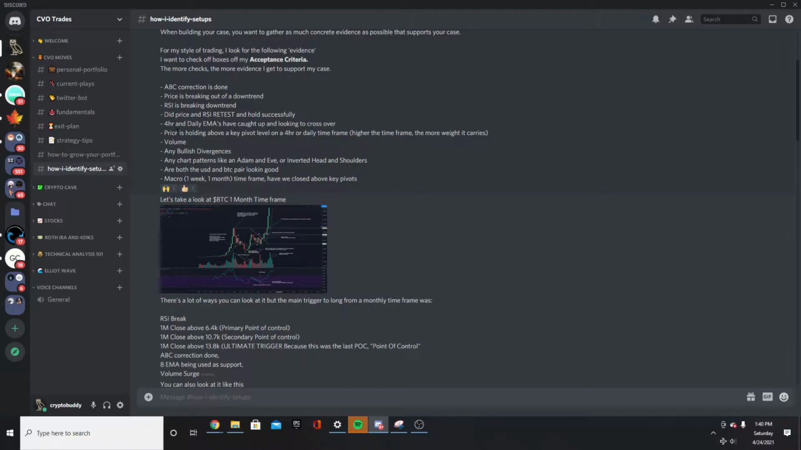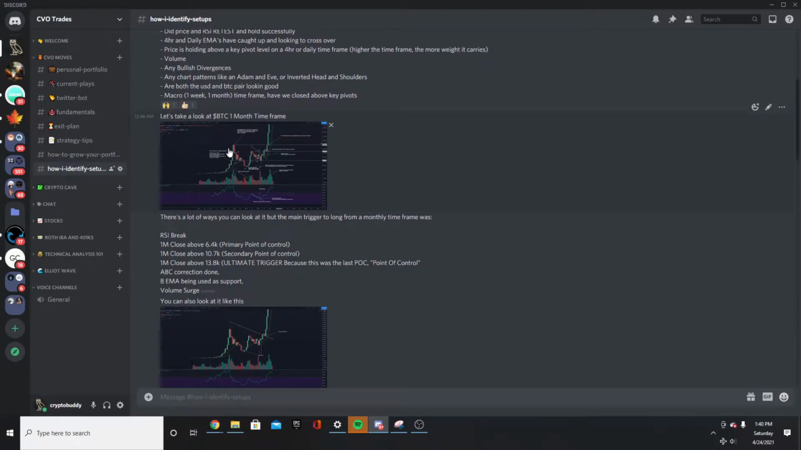Is the volume coming in, or is it weak? Is it strong? Are there any bullish divergences? Any notable chart patterns like an Adam and Eve, inverted head and shoulders? Are both the USD and BTC pair looking good? What's the macro time frame looking like? The 1 week, the 1 month? Are we hitting key pivots? Are we closing above key pivots? So just for an example, let's look at the BTC 1 month time frame.